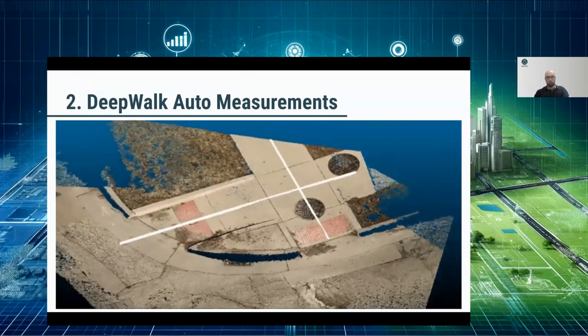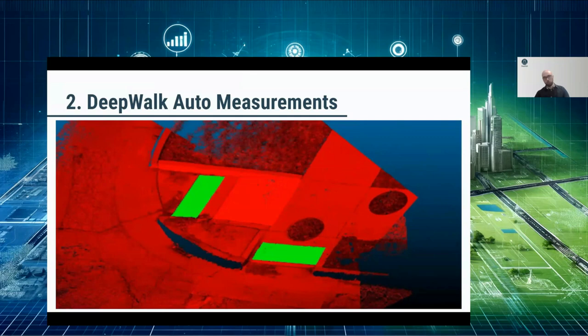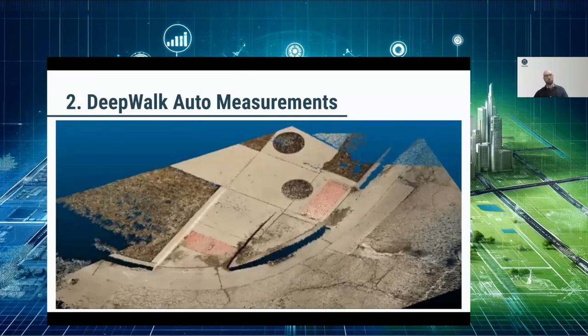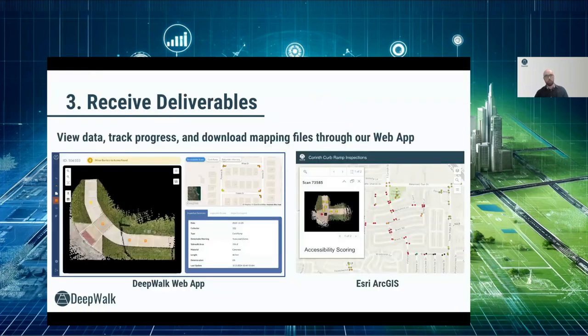And what we're doing is making these 3D models as you're scanning. And we have some machine learning software that cuts out the panels and it checks the slopes and the widths and the detectable warnings and the basic PROWAG requirements. And it puts it into two places.